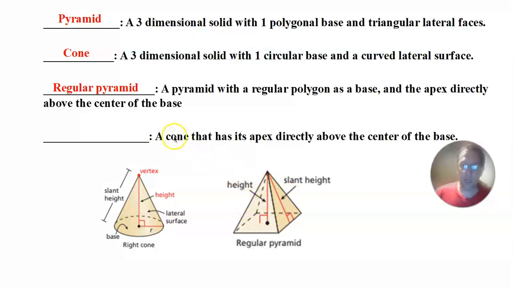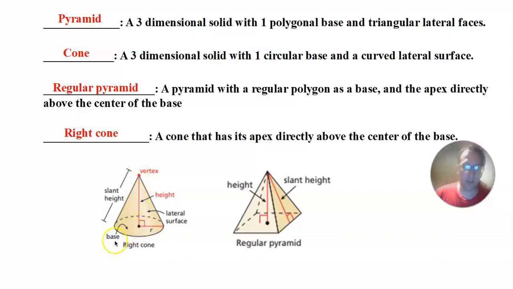Okay. A cone that has its apex directly above the center of the base, right here, I don't know why it says vertex, that's the apex, is called a right cone. Obviously, it's not because we have right angles, because there are no right angles on a cone. But what we do have is the thing looks like it's standing up straight. It doesn't look like it's leaning over. The apex is going to be directly above the center.